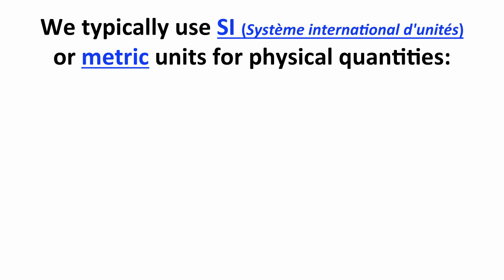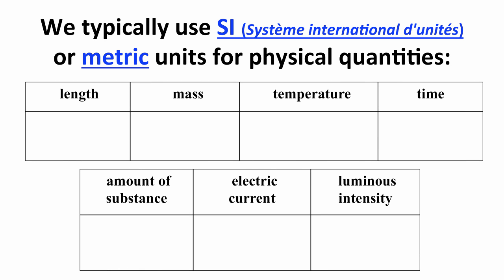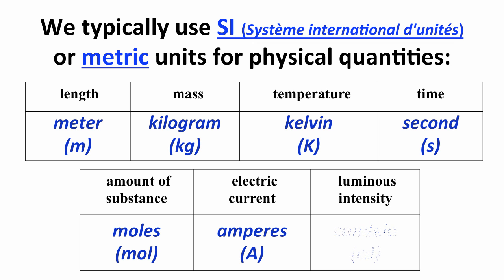Now, scientists, chemists in particular in this case, are typically going to use SI, or Système International d'Unités, or metric units for our physical quantities. So we're going to use things like meters for length and kilograms for mass. The basic temperature unit is Kelvin. Time, we use seconds as the fundamental unit.